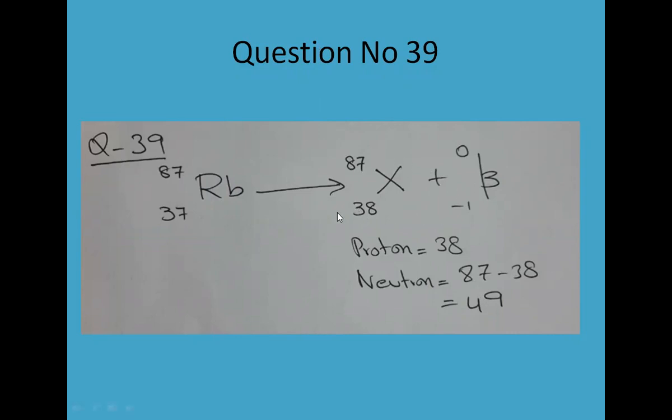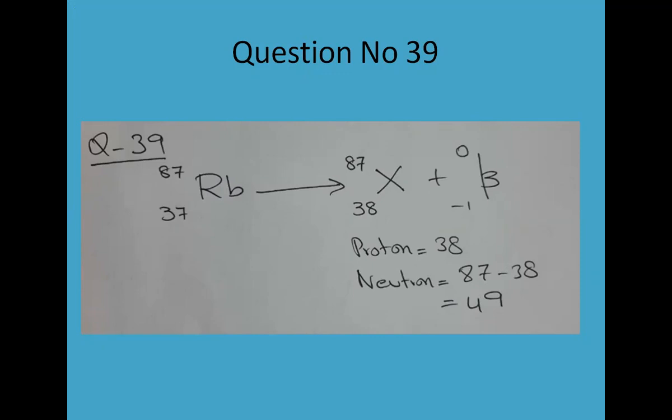The daughter nucleus, its proton number will increase by 1. That's the characteristic of the beta decay, that whenever a beta particle is given out, the daughter nucleus will have one more proton number as compared to the parent nucleus. The mass number or the nucleon number of the daughter nucleus and the parent nucleus is same. There will be no change. So the X, I'm showing X as the daughter nucleus here, its proton number will be 38, and its nucleon number will be 87.